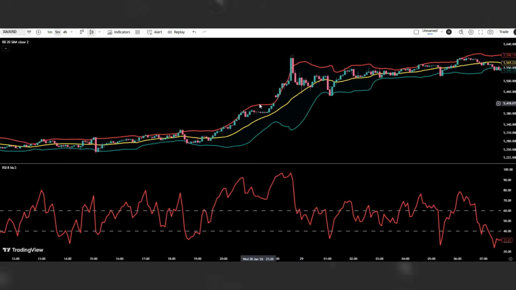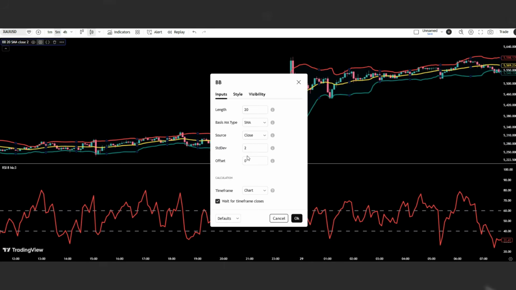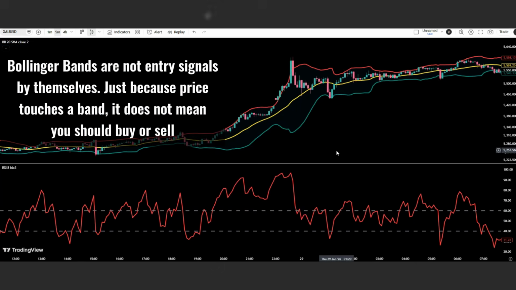Now open the settings. For gold scalping, we use Bollinger Bands with a period of 20 and a deviation of 2 or 2.2. A slightly higher deviation works better for gold's volatility. But remember, Bollinger Bands are not entry signals by themselves. Just because price touches a band, it does not mean you should buy or sell.